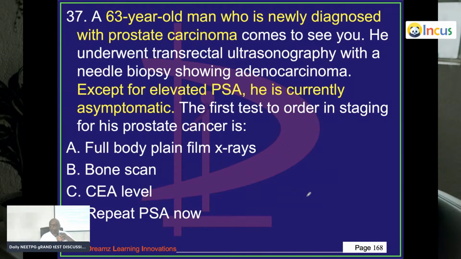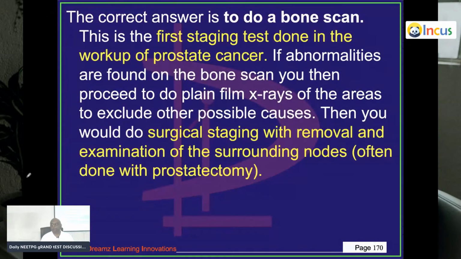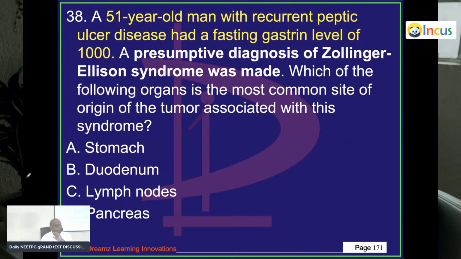A 63-year-old man diagnosed with prostate carcinoma, elevated PSA. He is currently asymptomatic. The first test to order in staging for prostate cancer is bone scan. All right. So these are all purely standard clinical practices in each of these malignancies, right? So you need to be very sure, reflexly answer. Guesswork will not help you in the exam, right?